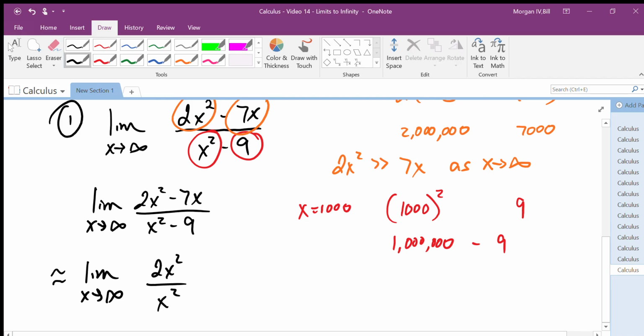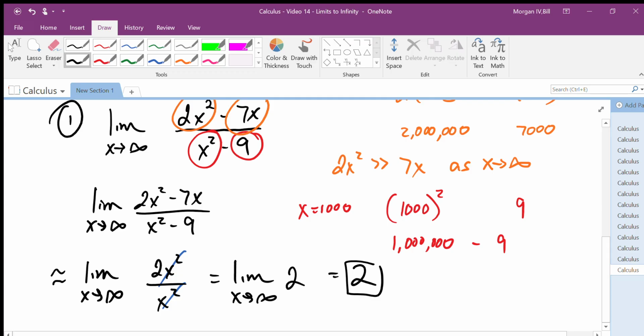There's really not that much difference. The x squared term way outweighs the 7x term, and the x squared term completely outweighs the 9. If we're able to write it like this, then we see that the x squareds cancel, and this is equal to the limit as x goes to infinity of 2, which is just 2. And what we're saying there is, basically, there's a horizontal asymptote at y equals 2. That's our answer, by the way.